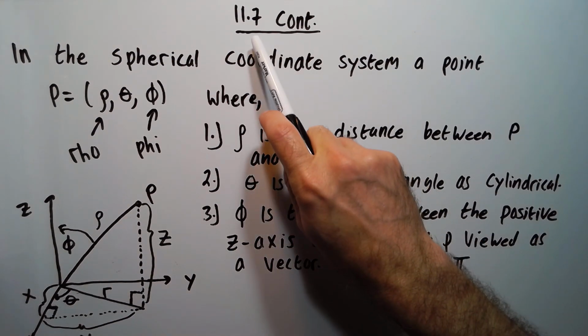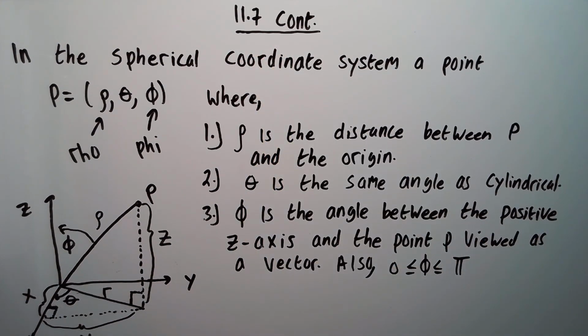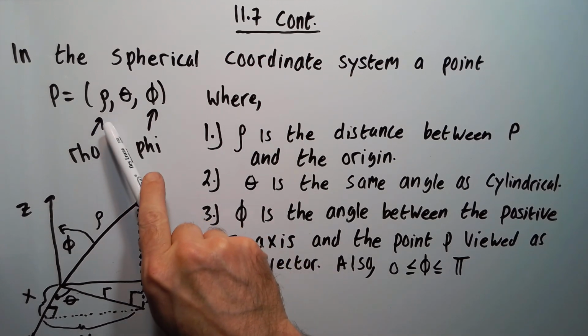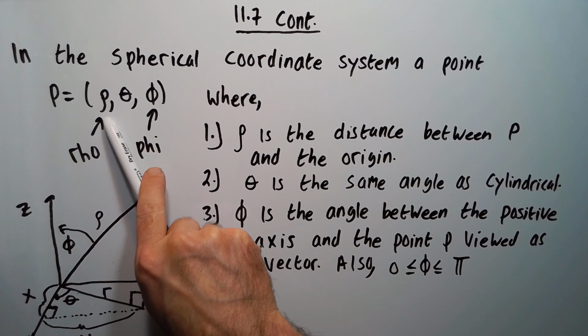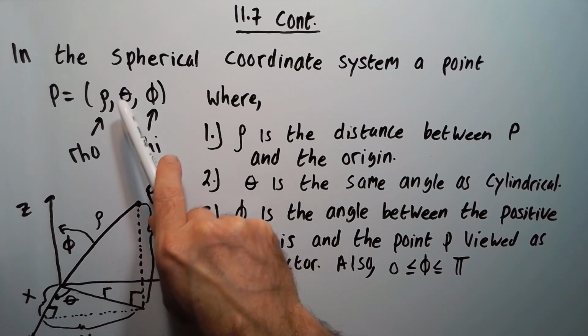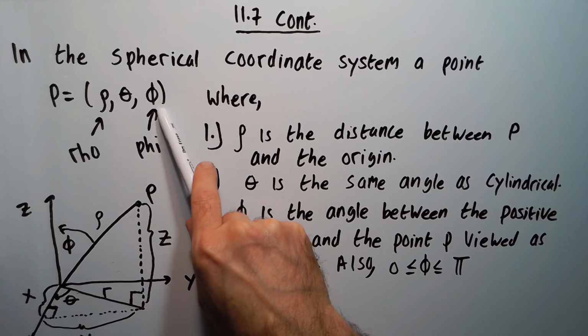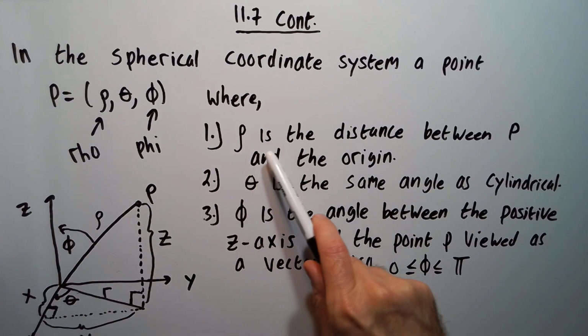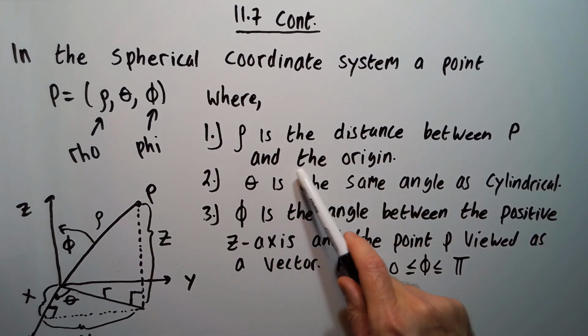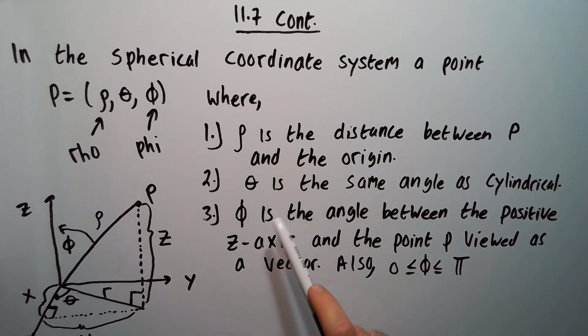Okay, so this is 11.7 continued. In the spherical coordinate system, a point P is represented by rho, which looks like a P but is the Greek letter rho, theta, and phi, this angle, where rho is the distance between P and the origin. We'll look at the picture in a second.